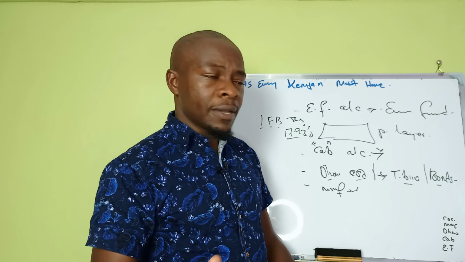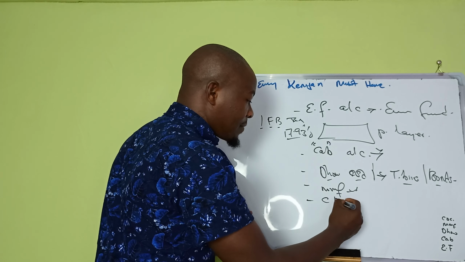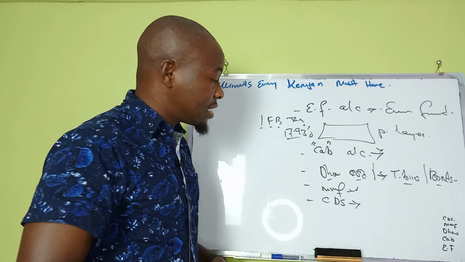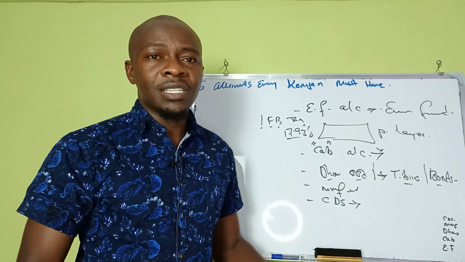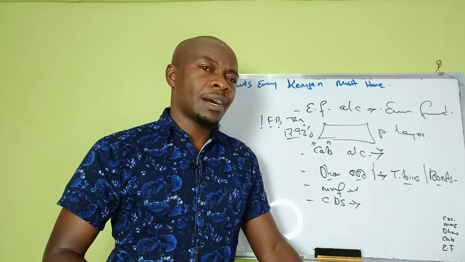That's less than $3. Okay, we go to the last one, the one that I was telling you, if you're a Kenyan, you must have it. And that is the CDS account. Another name is the Central Depository System. This is the account that helps you to buy equity. Why am I insisting that we should have this account?